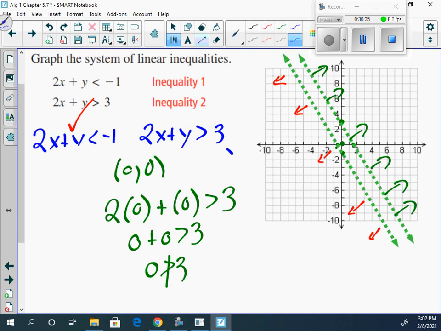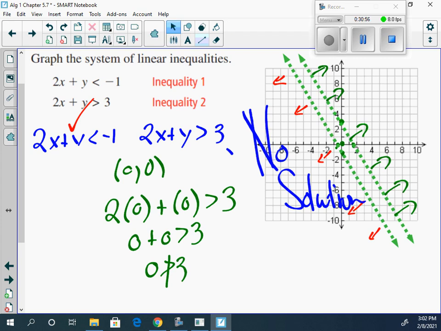So where are the arrows pointing in the same direction? They're not, are they? So this here would be what? No solution. So if it's not pointed in the same direction at all in any place, this would be no solution. So this is where we're going to stop for today.